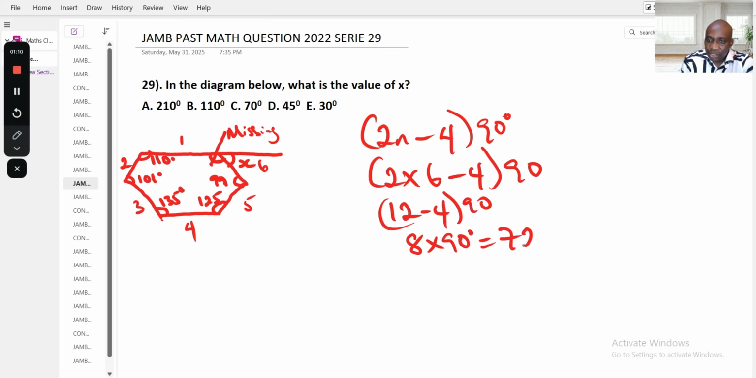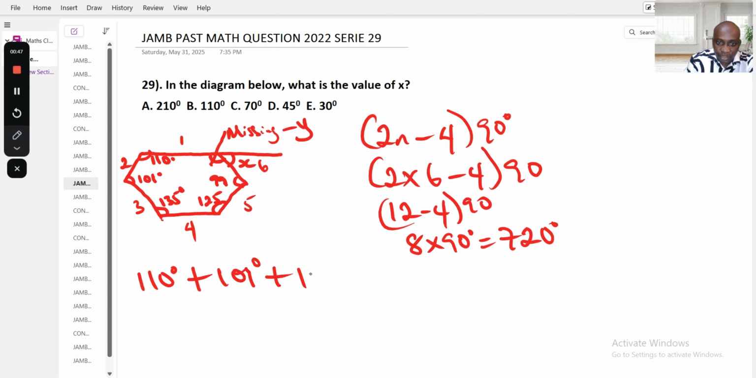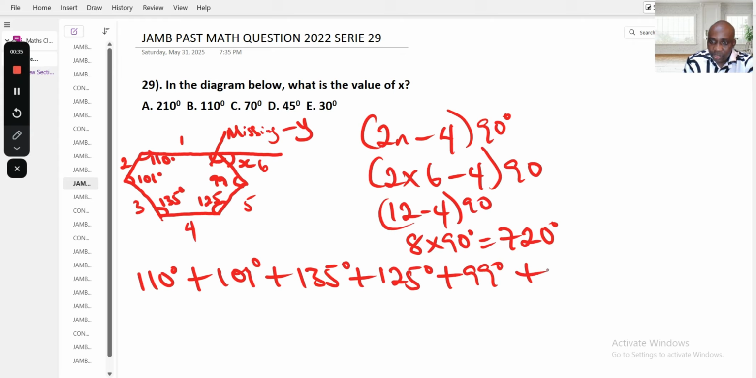It's going to give us 720 degrees. Now we have the total. That must be the total of the interior angles here. Let's add everything up with the missing one. To look for the missing one, I will call it y. We have 110 degrees, we have 101 degrees, we have 135 degrees, we have 125 degrees, and we have 99 degrees, plus y that is missing. The total must be what? 720 degrees. Let's add everything up.